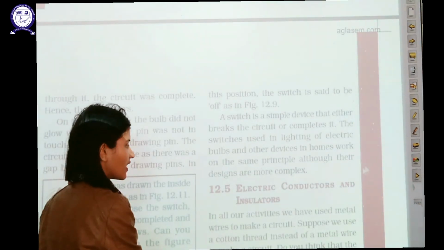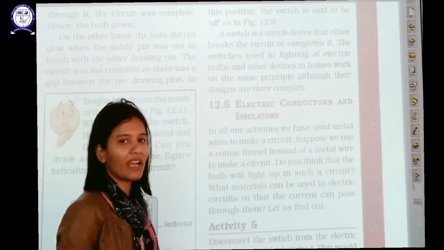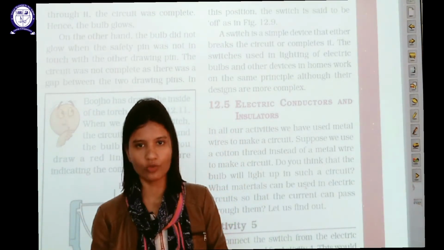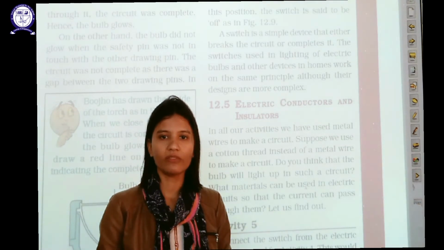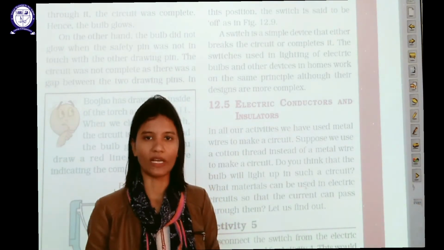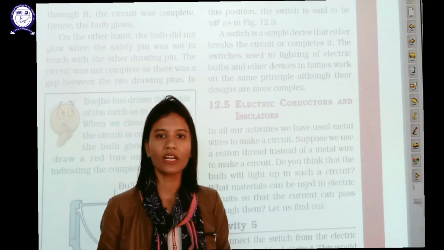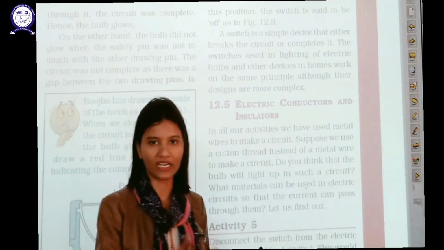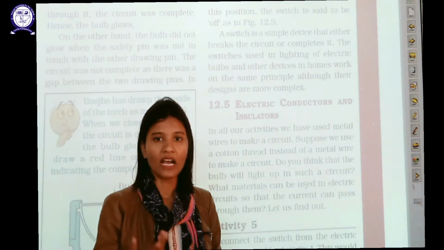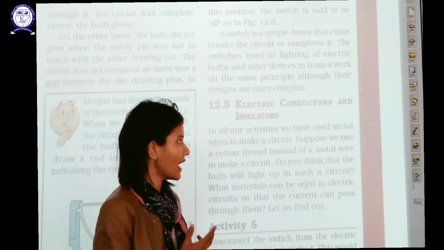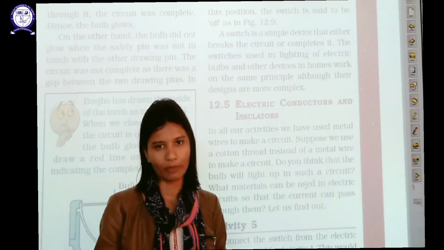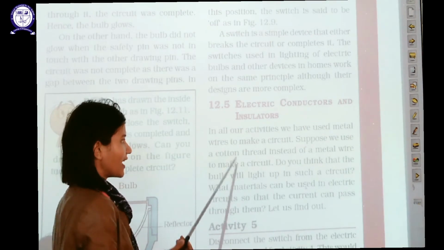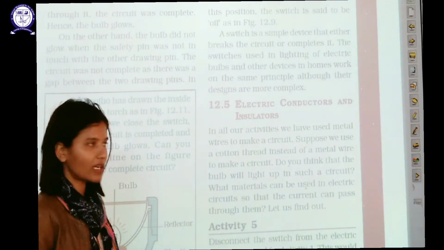Now, electric conductor and insulator. We can divide all materials into two categories. The very first is conductor, the second one is insulator. Conductors are the materials which allow electricity to flow through them, and insulators do not allow electricity to flow through them. The examples of conductors are all the metals including iron, copper, etc. And examples of insulators are wood, plastic, etc. In our activity, we have used metal wires to make the circuit because metals are good conductors.